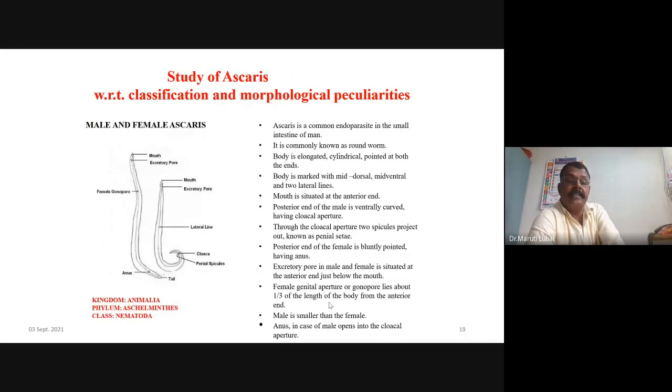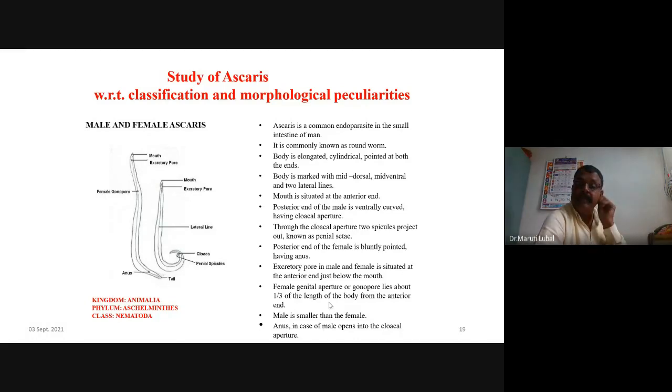Next animal is Ascaris, male and female Ascaris. I think in the syllabus there is mentioned male Ascaris as well as female Ascaris. Ascaris is a common endoparasite in the small intestine of man. It is commonly known as roundworm. The body is elongated, cylindrical, and pointed at both ends. The body of Ascaris is pointed at both the ends.